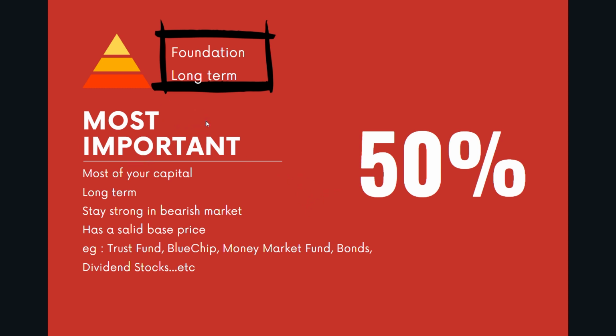Remember the goal that you set from the last episode that we talked about? Focus on them. Here are some of the characteristics of this portion. It should consist of most of your capital. Okay, 50%. We'll be applying the 50-30-20 rule. Invest for the long term, for capital gain or dividend. Okay, it's up to you. This asset should stay strong in a bearish market.